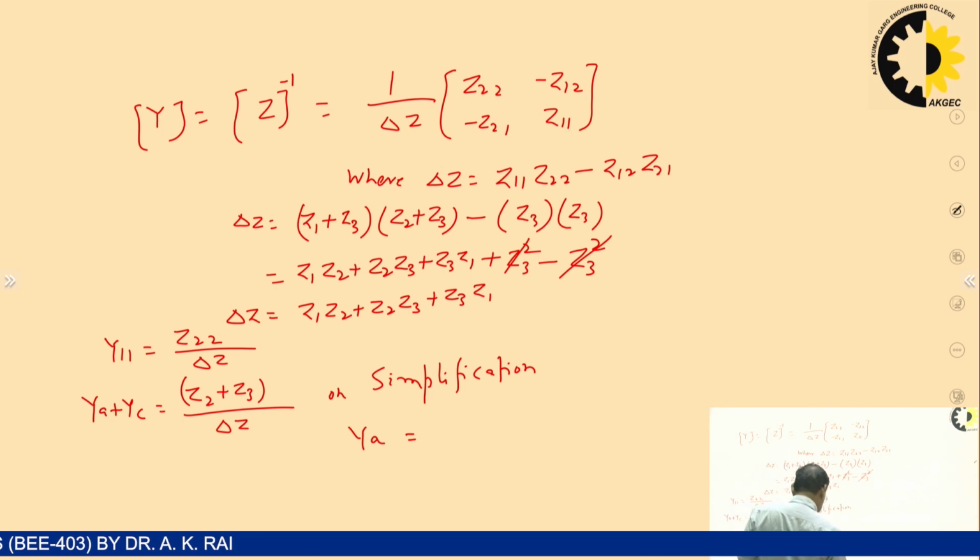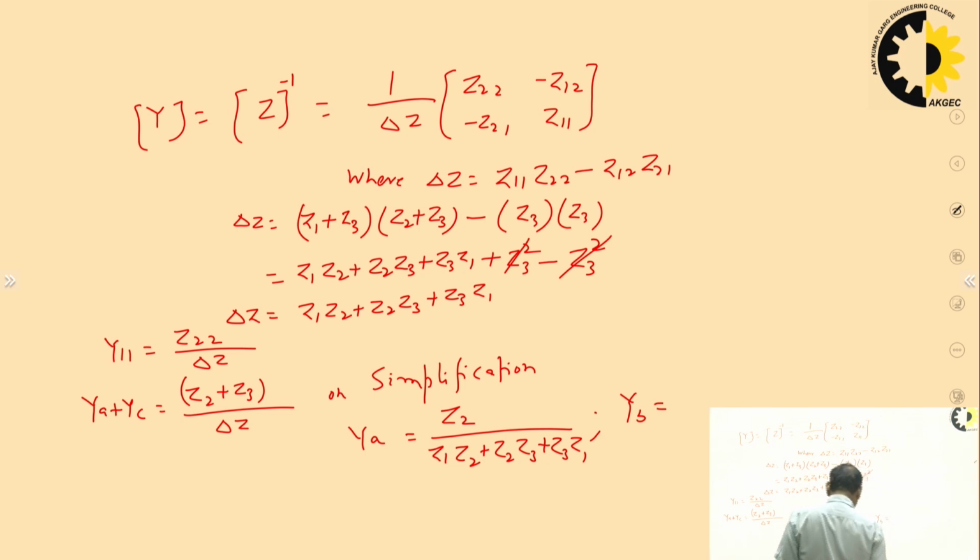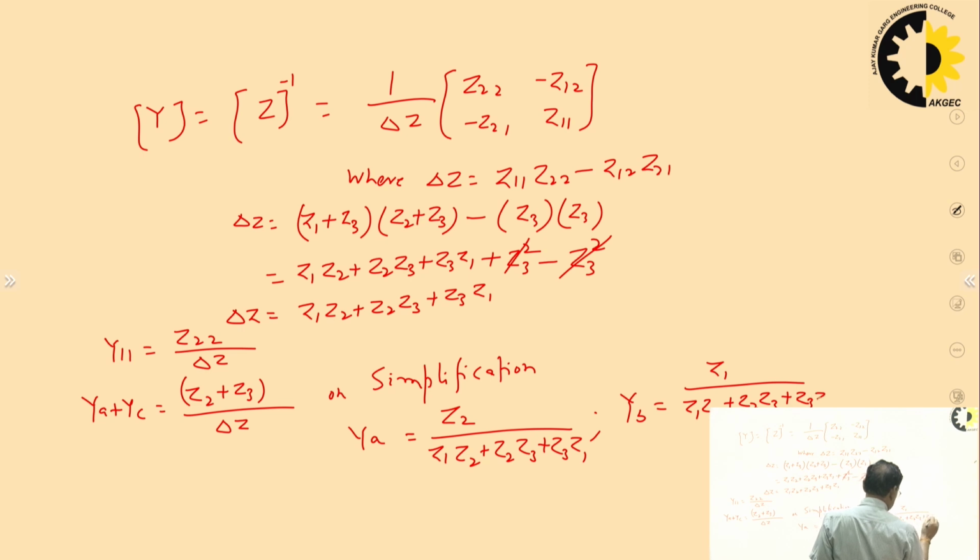So Ya is coming Z2 upon Z1 Z2 plus Z2 Z3 plus Z3 Z1, okay, and Yb is coming Z1 upon Z1 Z2 plus Z2 Z3 plus Z3 Z1, and Yc is Z3 upon Z1 Z2 plus Z2 Z3 plus Z3 Z1.